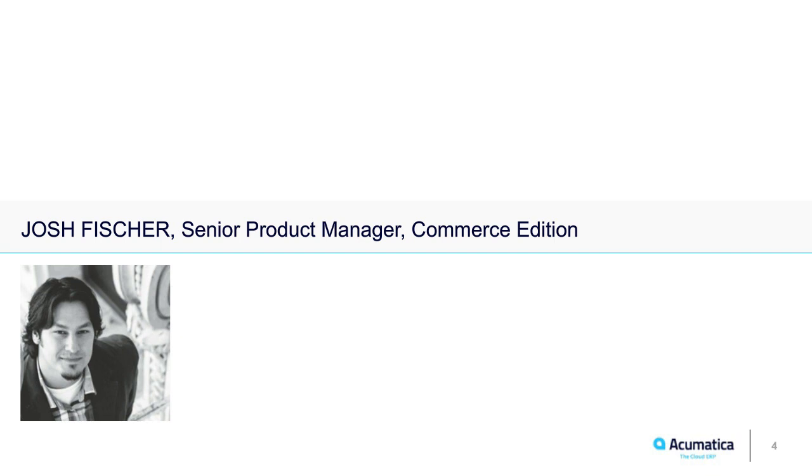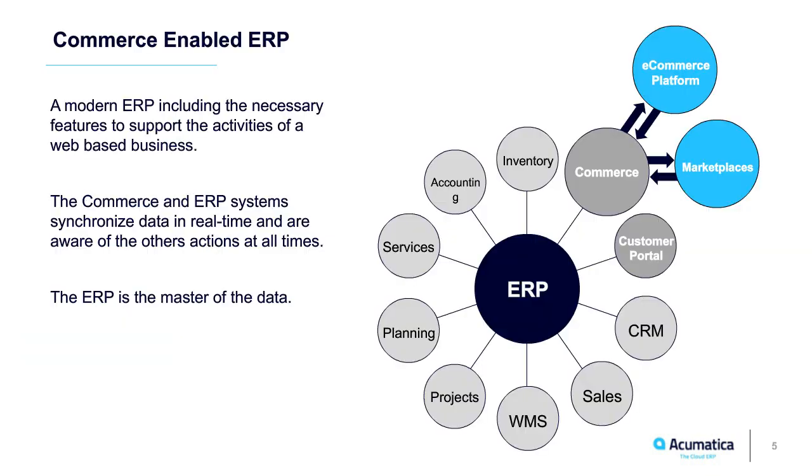But before we get started, let me just give you a little bit of background about the Commerce Edition. So internally, we refer to the Commerce Edition as a commerce-enabled ERP. And what I mean by that is the ERP itself is a really strong foundation. When it comes to software, it's a really strong foundation for every business, whether you're a distributor or a manufacturer or a retail business. The ERP serves as that central hub for the whole company.